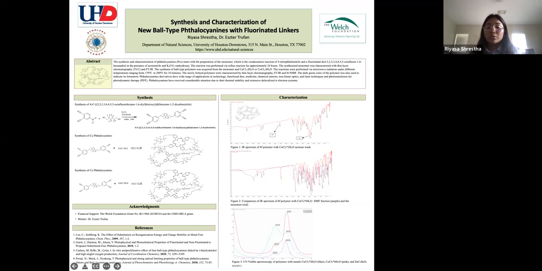For future work, we will be purifying more of our ball-type thiocyanine compounds and doing different methods of characterization, such as IR, NMR, UV-vis spectroscopy, and comparing it with the monomer and the past results to see how much of the monomer has been consumed in the reaction. And we'll also be making a single crystal to make sure the structure that we got is correct.